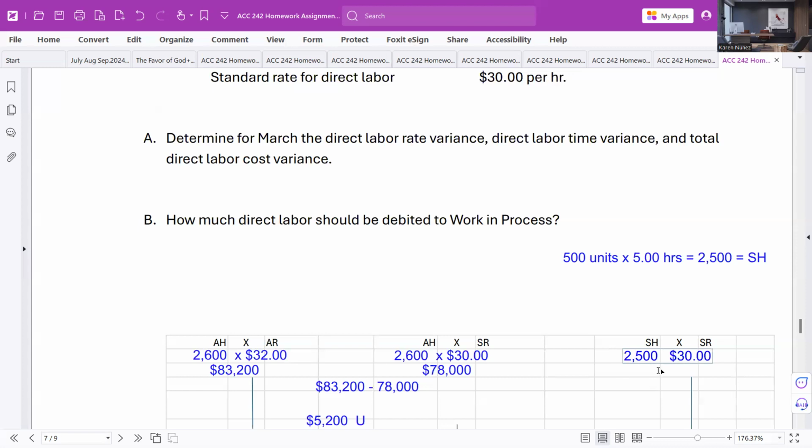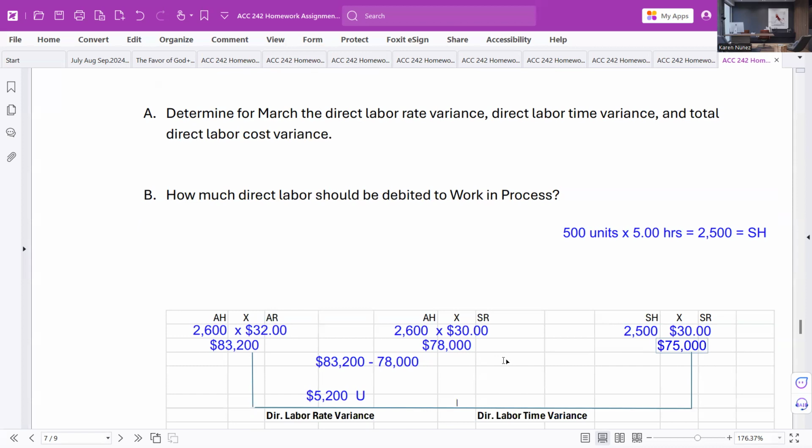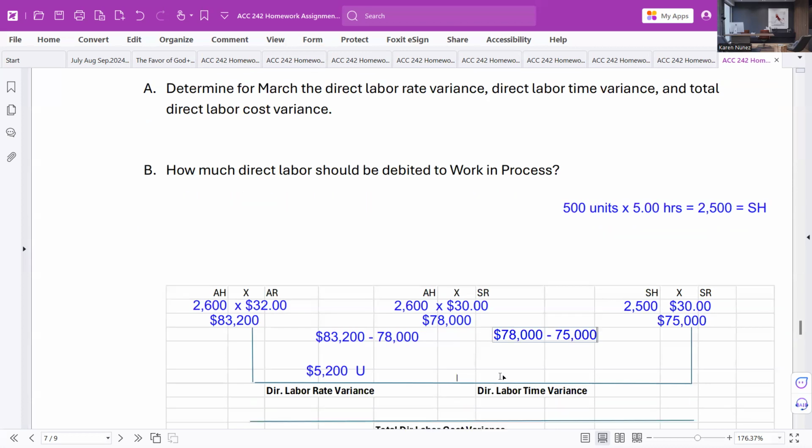They should have spent only $75,000 on that labor. But instead, they spent 78,000, right? Because they worked too many hours, 100 more hours than they should have. So the time variance is going to be the 78,000 minus the 75,000. And we know that when you work too many hours, you have an unfavorable variance. In this case, it's a $3,000 unfavorable time variance.